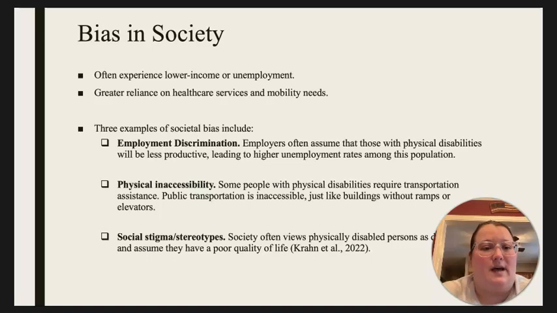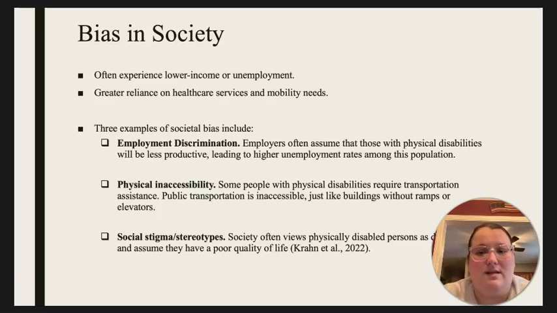So the bias in society. This population can often experience lower income or unemployment, and they have a greater reliance on healthcare services and mobility needs. Because of this, it leads to bias within society, and employment discrimination remains a large problem for physically disabled adults. This can be directly correlated with the high unemployment rates due to the assumptions that employers make about a person's productivity and capability to perform the job.